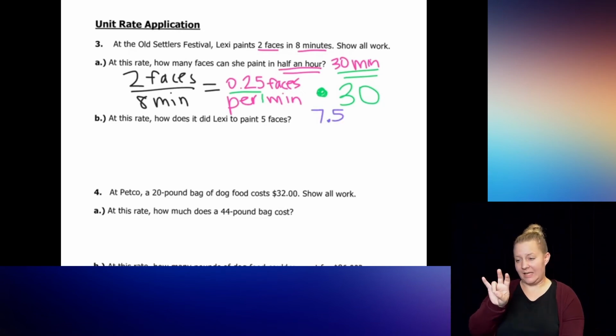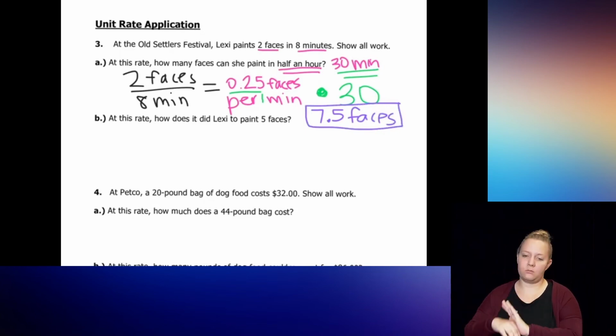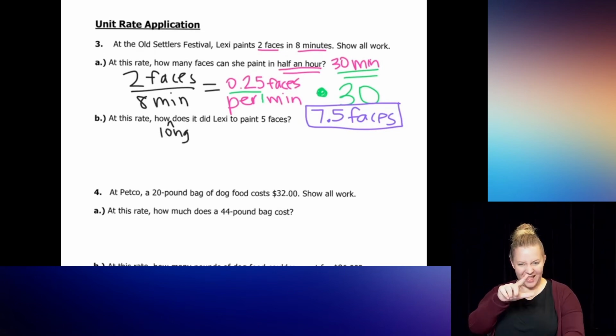And then let's look at what our label should be. It says at this rate, how many faces? Okay, therefore I can paint 7.5 faces in 30 minutes based on that information. But then in letter B, in your paper it says, how long does it take Lexi to paint 5 faces?